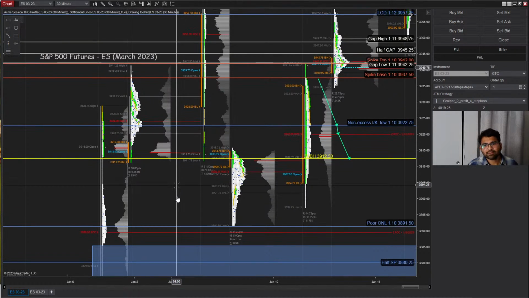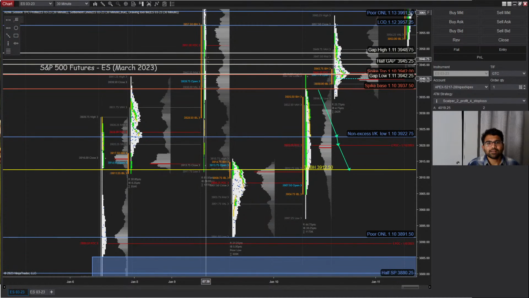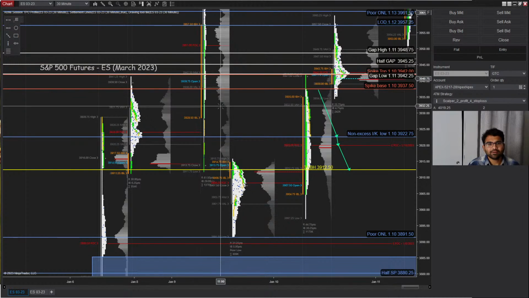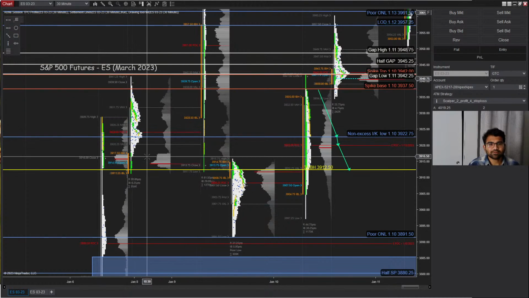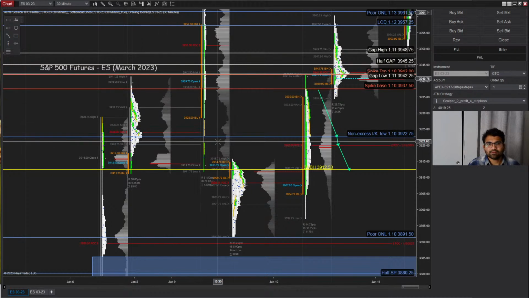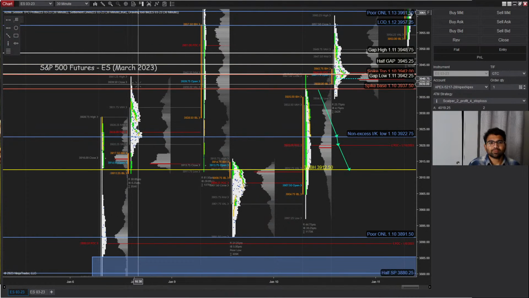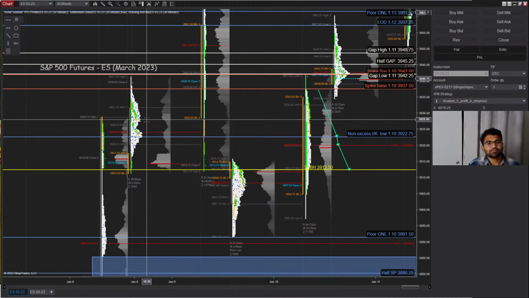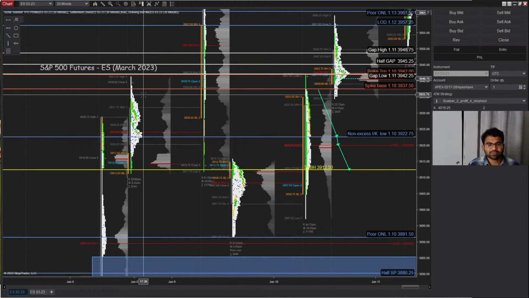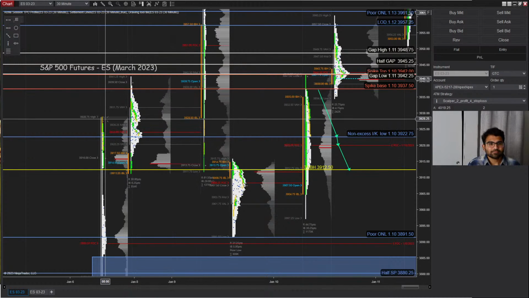So let's analyze what has happened. On Monday, we had gapped up, opening above Friday's high. The reason I'm skipping one profile is that it is the overnight session's profile. In most of my videos, I only consider the regular trading hours to be of most importance, so I'm skipping the overnight price action and market profile view. Let's analyze the regular trading hours as usual.